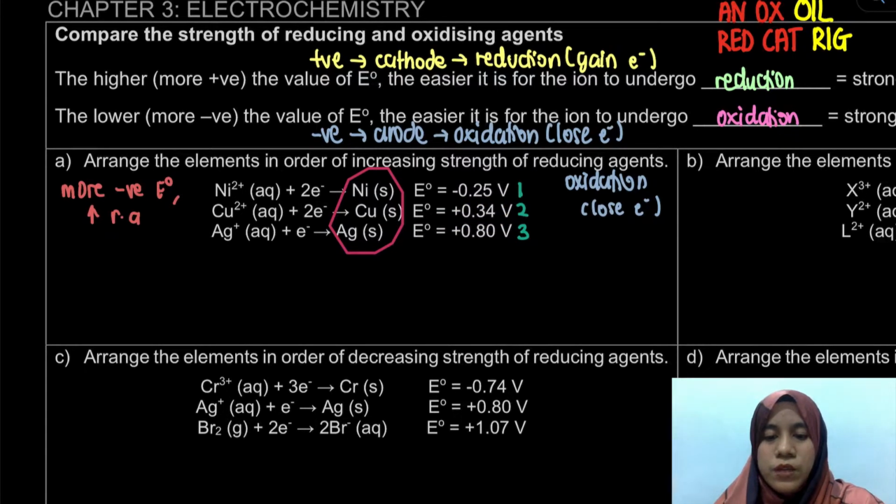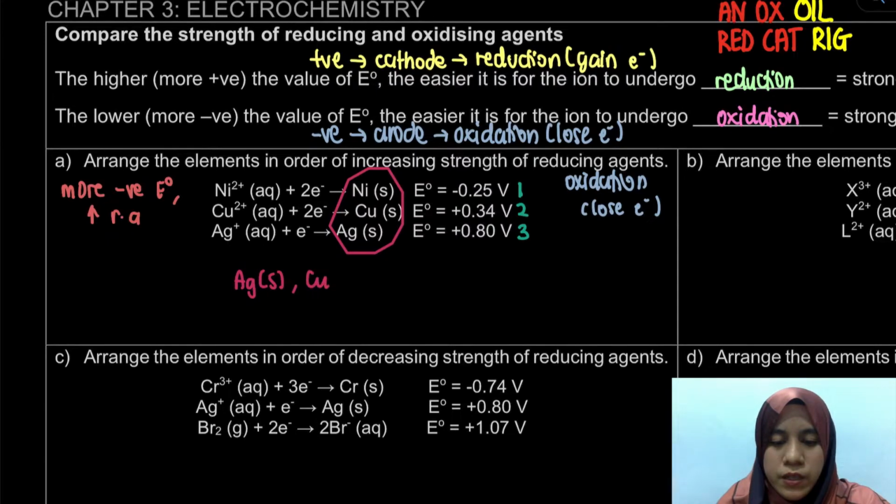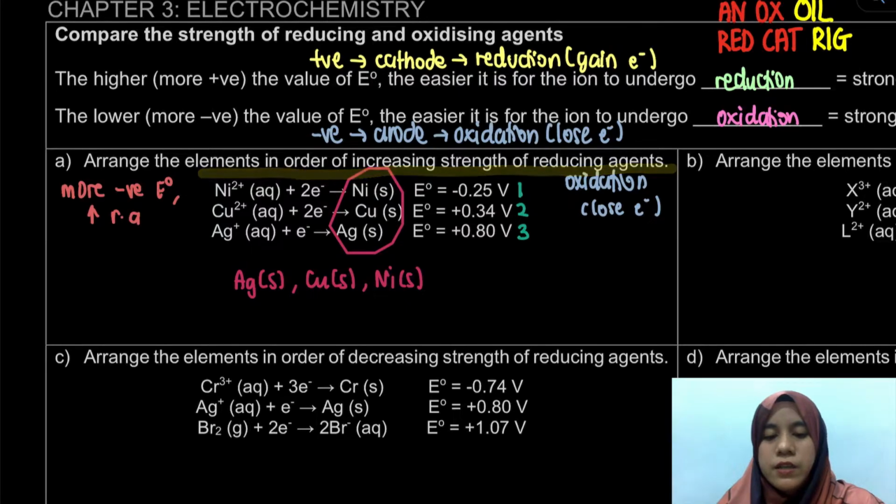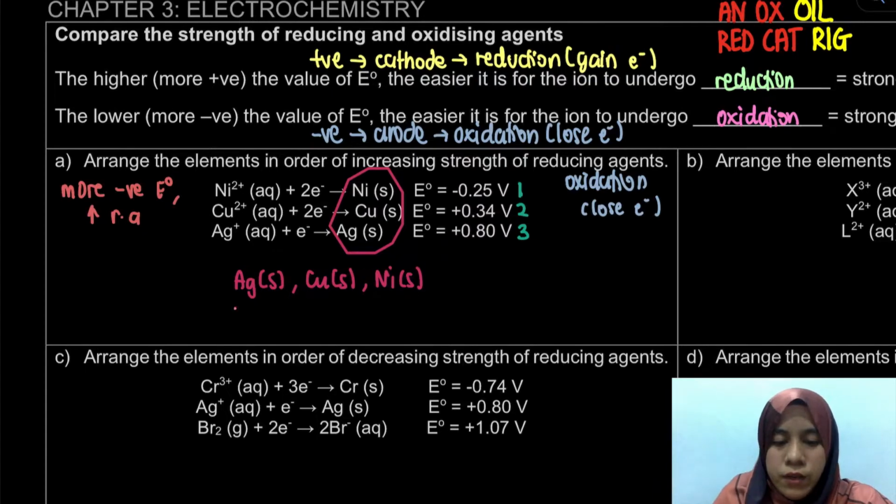Now let's arrange it in the order of increasing strength, starting from the weakest. We have labeled our silver as the weakest one. The next strongest, but not the strongest, is our copper solid, and the strongest one is nickel solid. When we arrange the elements in order of increasing strength of the reducing agent, it's fine to arrange it like this, or you could also arrange it with an arrow going down, and then just mention increasing strength of the reducing agent.